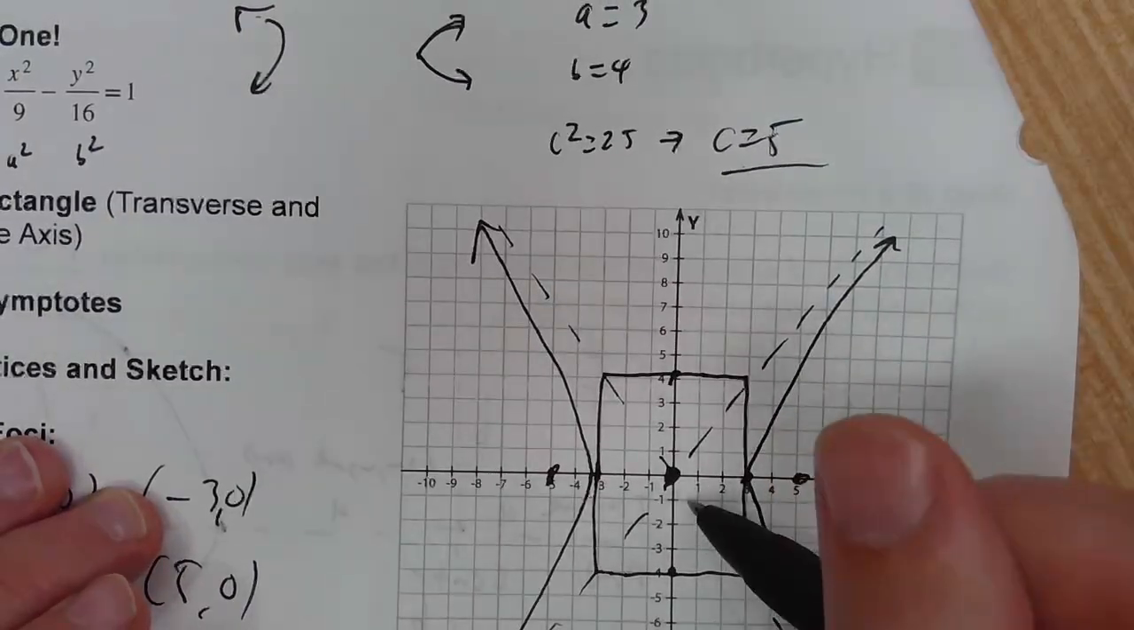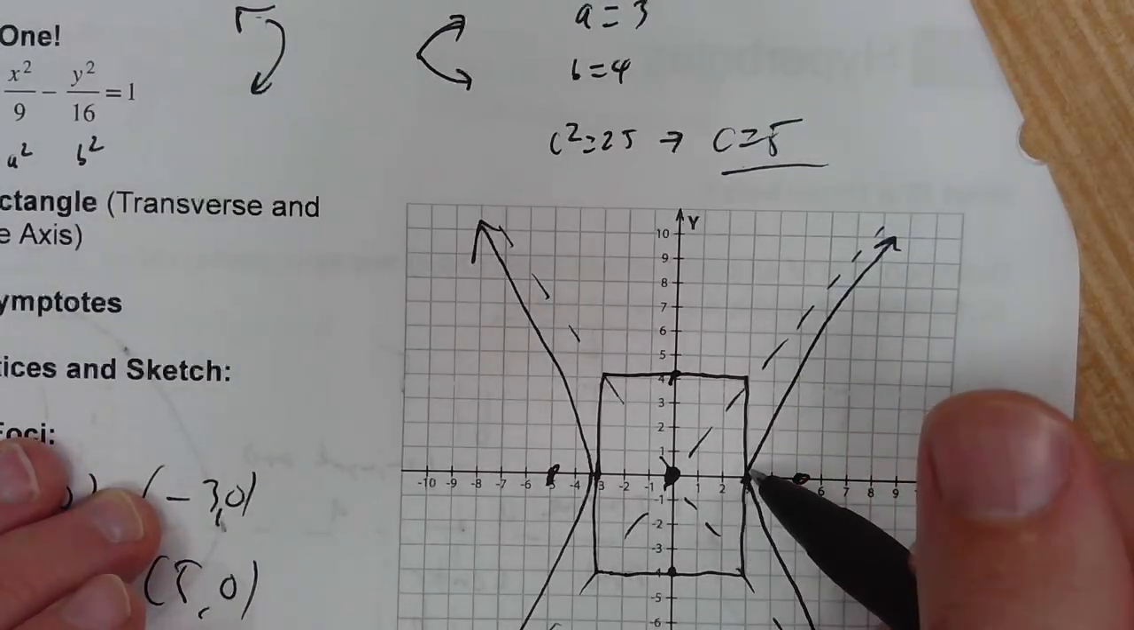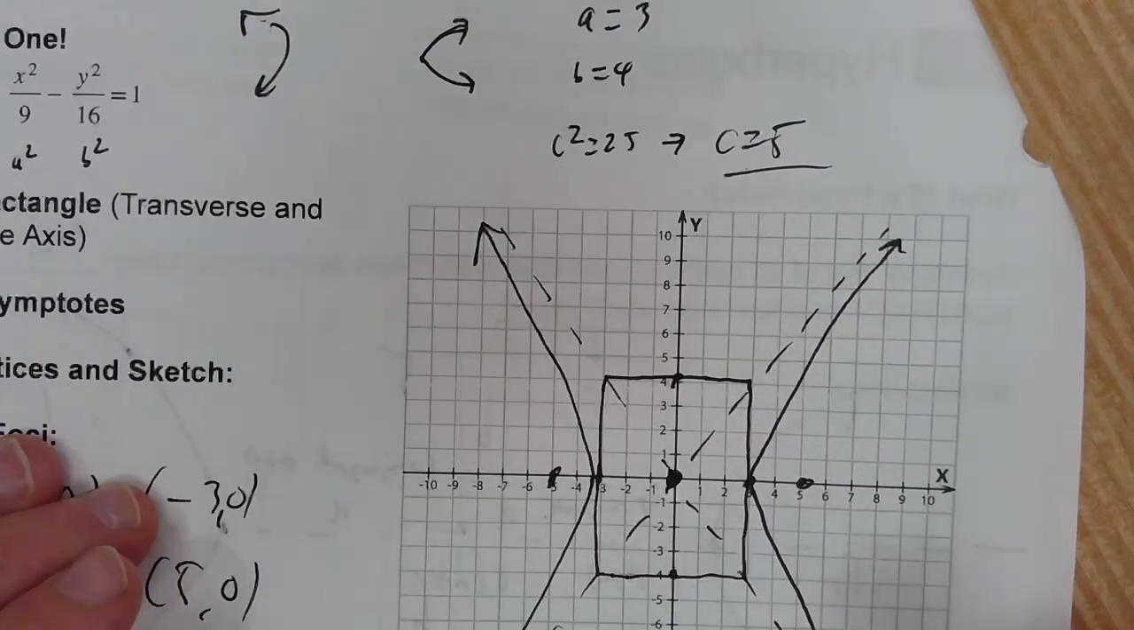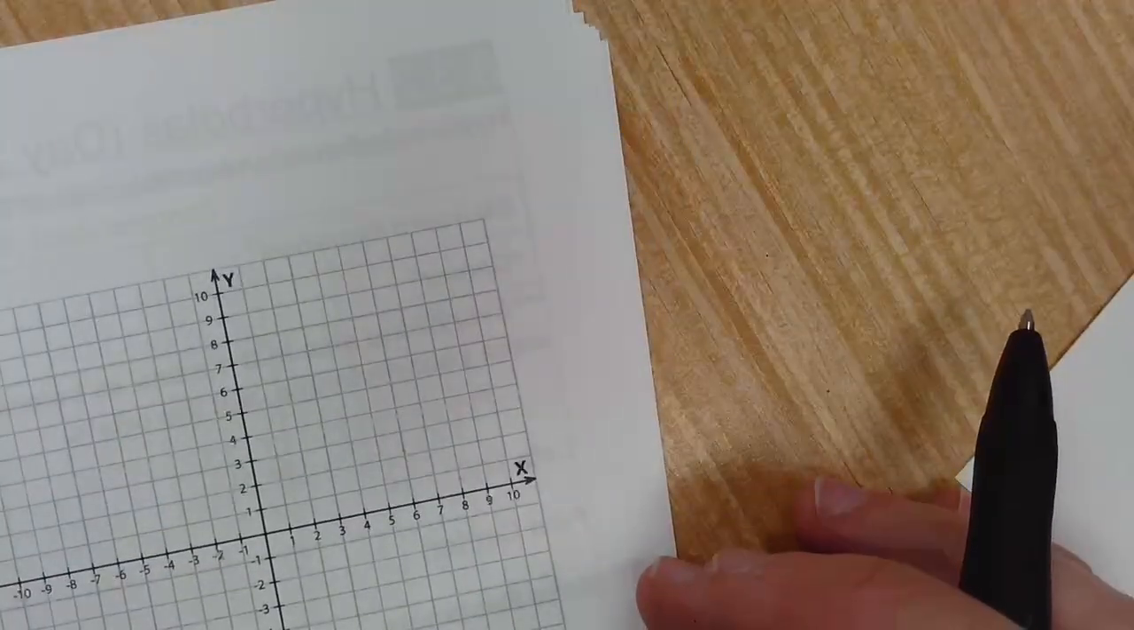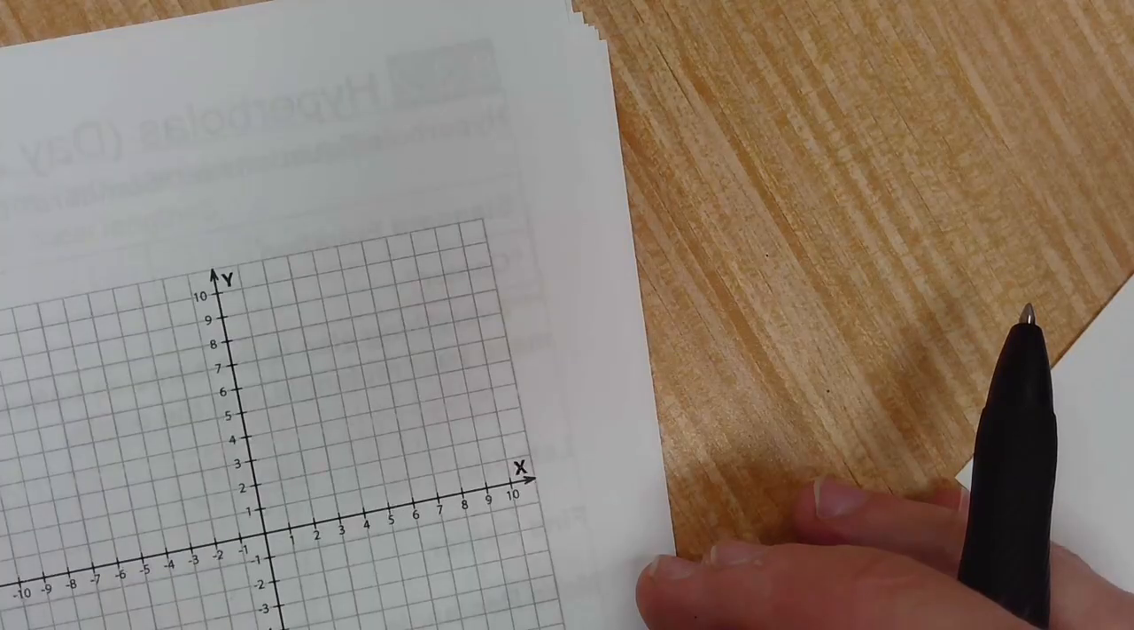So here, this line, we go 3 right, 4 down, so that would be y equals negative 4/3 x. Oop, can't see that. There we go. Okay, good. All right. So that's an example of a hyperbola.